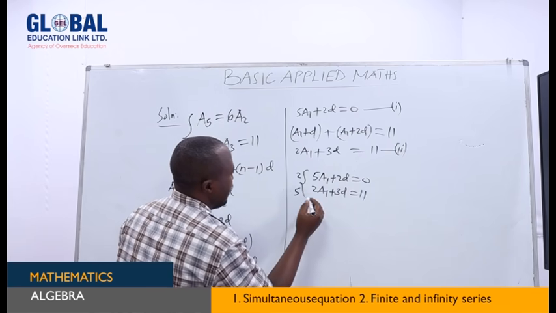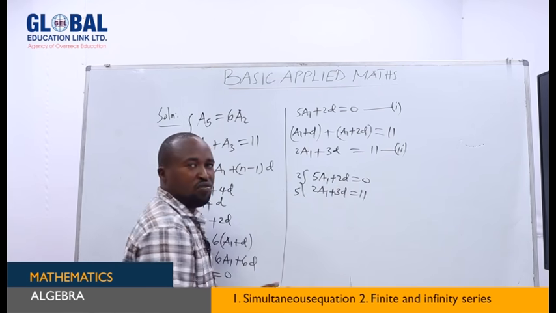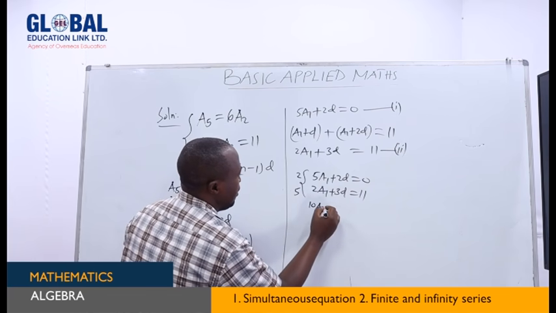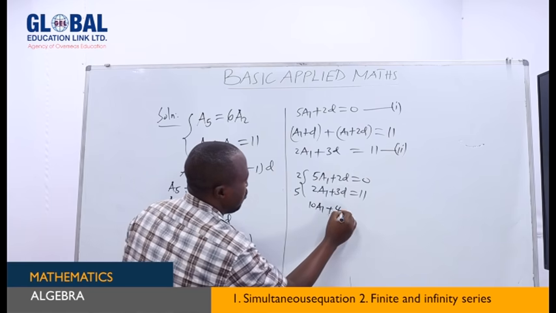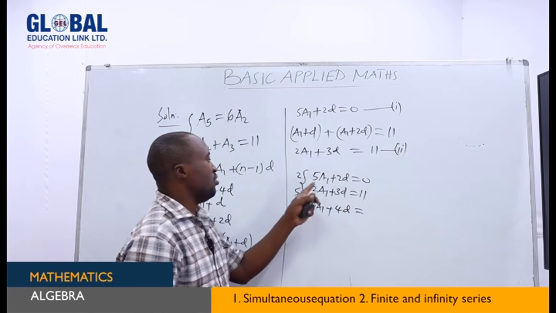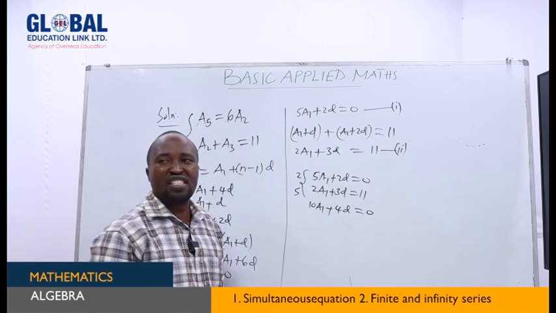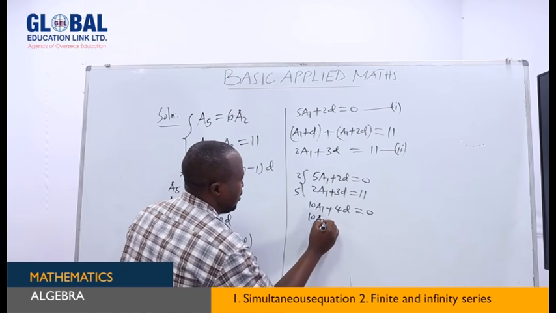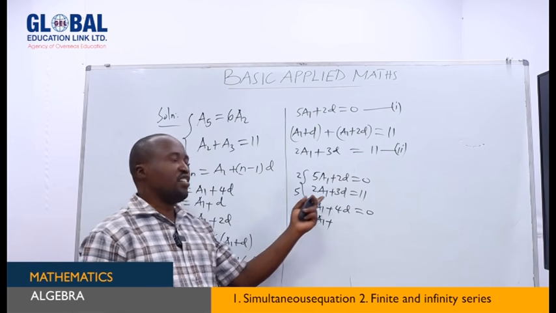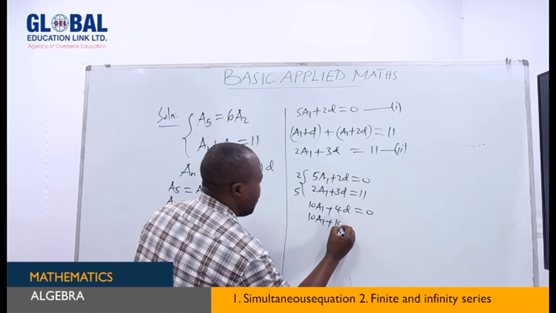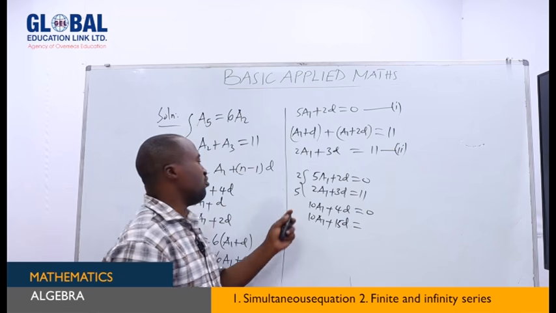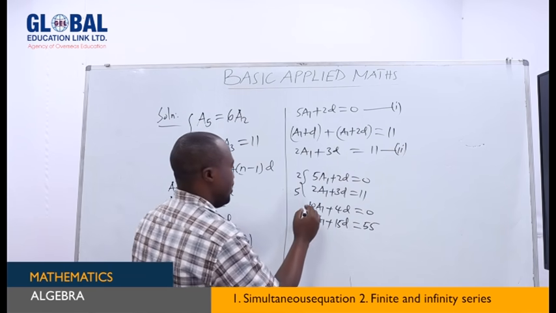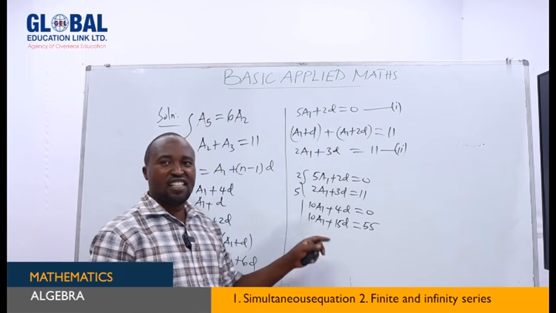So on multiplication, we are going to have 2 times 5, we have 10a1 plus 2 times 2, that is 4d, which is equal to 2 times 0, that is 0. And again, we have 5 times 2, that is 10a1, plus 5 times 3d, that is 15d, which is equal to 5 times 11, we have 55.